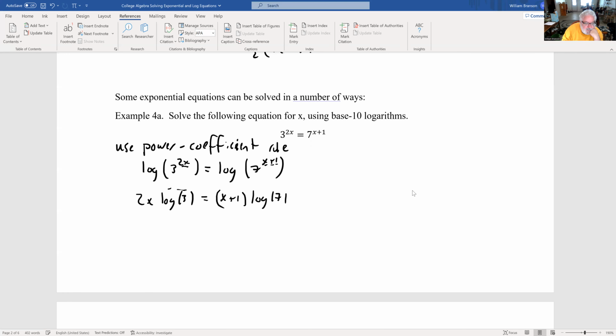Remember that these, log of 3, log of 7, those are just numbers. Like e or like pi, they're complicated symbols, but they're just numbers. So we want to solve this for x, get x by itself. So how do we do that? We will distribute the log 7 on the right. Move this term over to the left by subtracting an x log 7 from both sides.